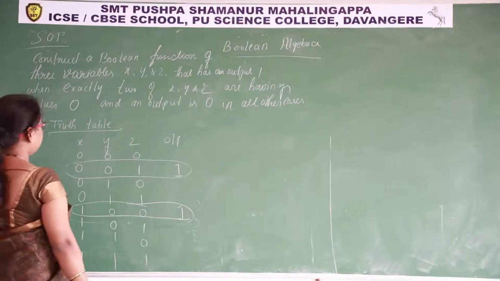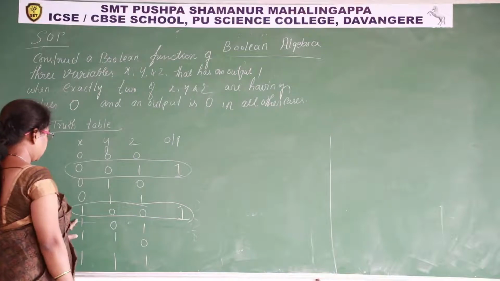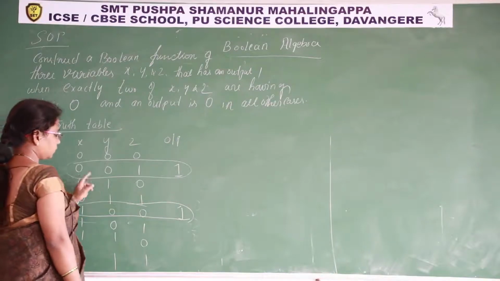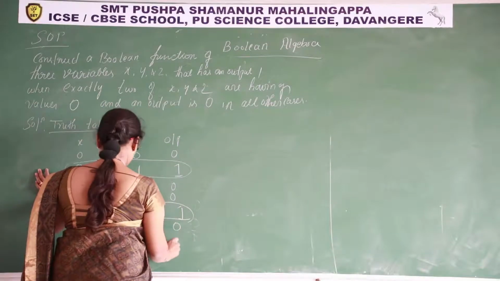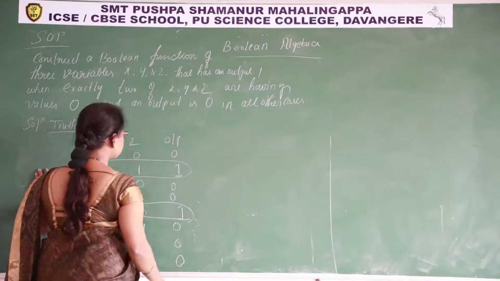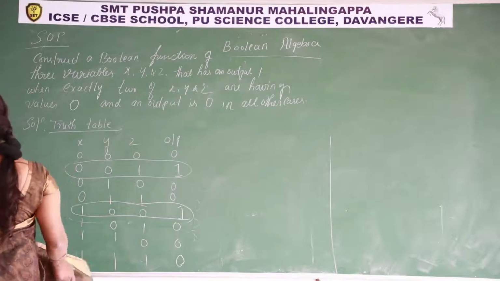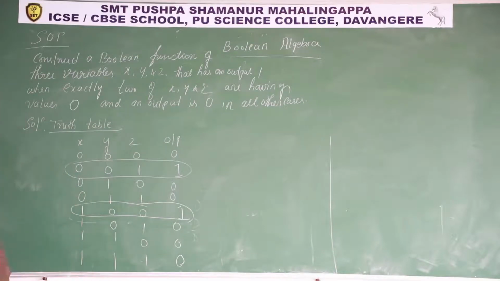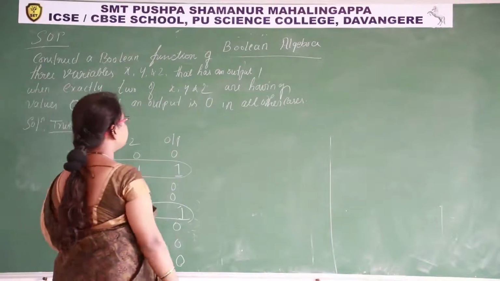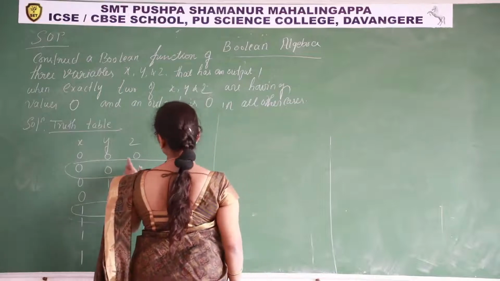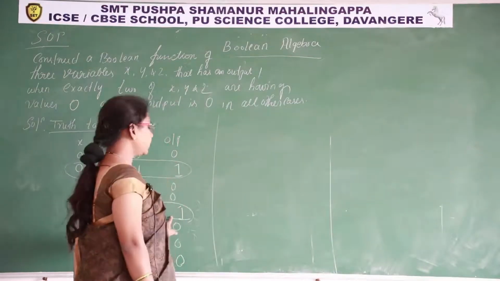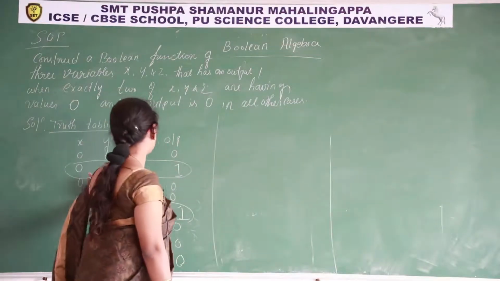So only 2 exact zeros here, and in the remaining cases the output is 0. Now we have to write the Boolean function. For this you must write both SOP and its complement. Wherever the output is 1, for that you must write the SOP expression. How?